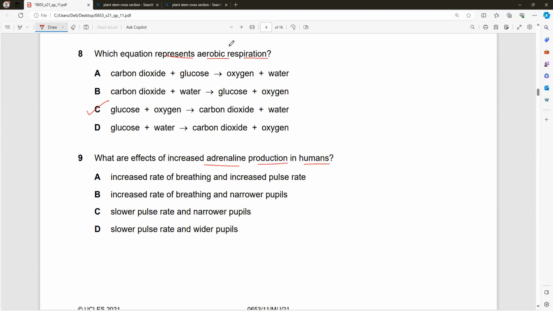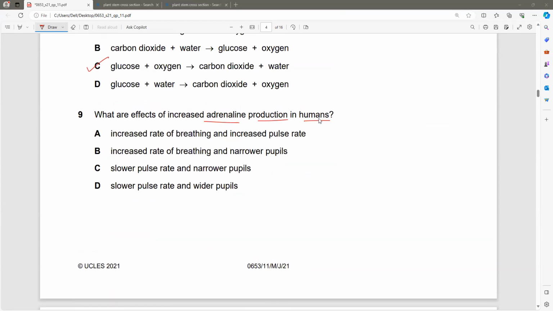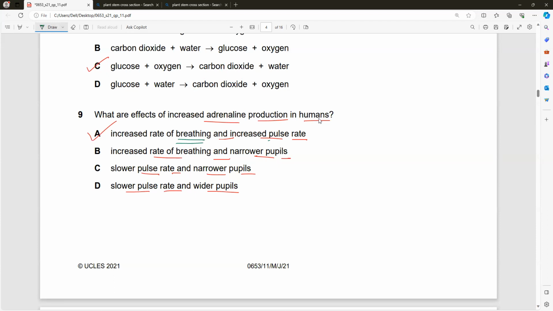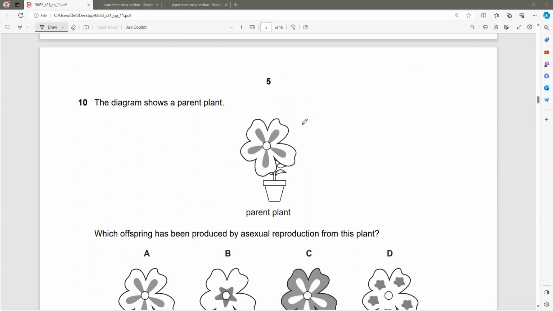What are the effects of increased adrenaline production in humans? That is what they are asking. The options: increased rate of breathing and increased pulse rate; increased rate of breathing and narrower pupil; slower pulse rate and narrower pupil; slower pulse rate and wider pupil. So what is the answer? Only option A is matching because both changes will take place. Am I right or wrong, everybody? Yes. Rate of breathing will increase, and the pulse rate, heartbeat, also increases. Option A.